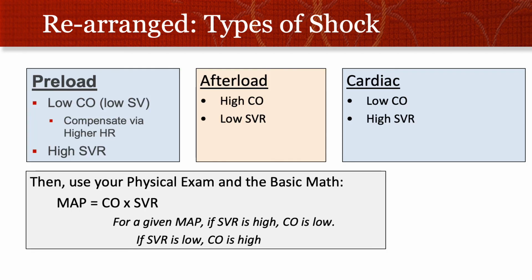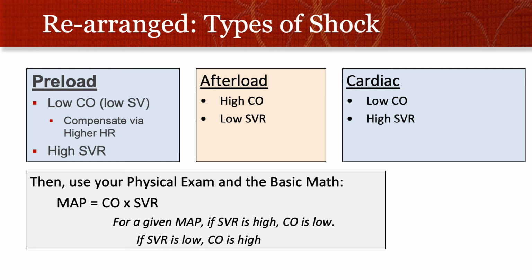If we go through and think through our big categories of shock and how they will look on physical exam, you can see very easily that we can differentiate the categories of shock based on physical examination most of the time. A patient with a preload problem will have a low cardiac output because they have not much blood getting to the heart, and they're on the shallow side of Starling's curve. They most of the time compensate with a higher heart rate, and they'll have a higher SVR because they're trying to maintain a blood pressure in the situation of a low cardiac output.